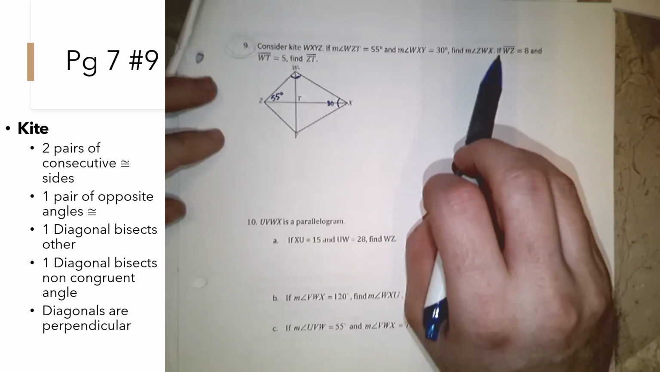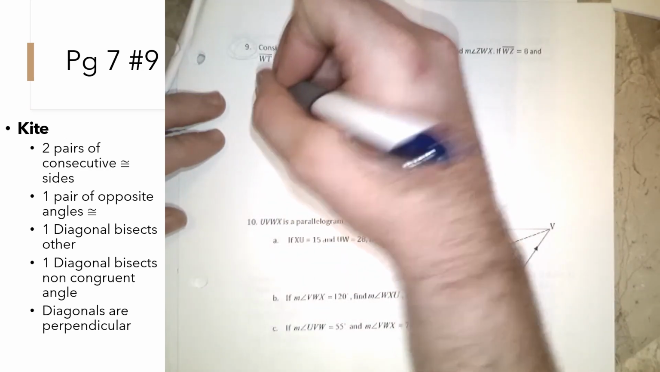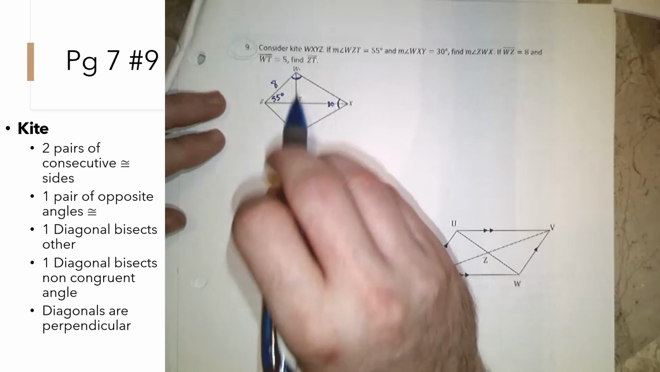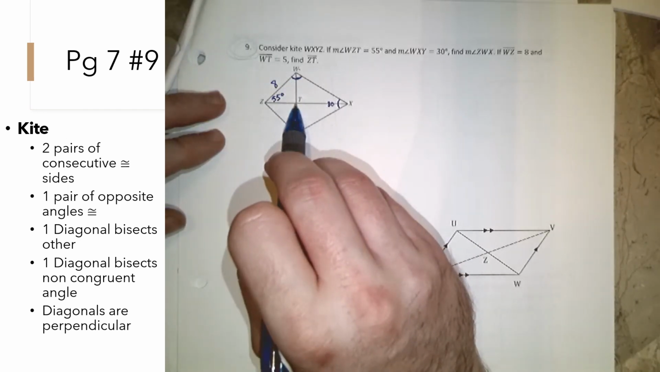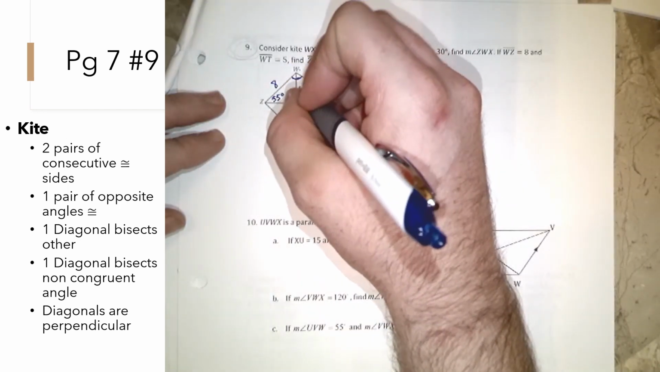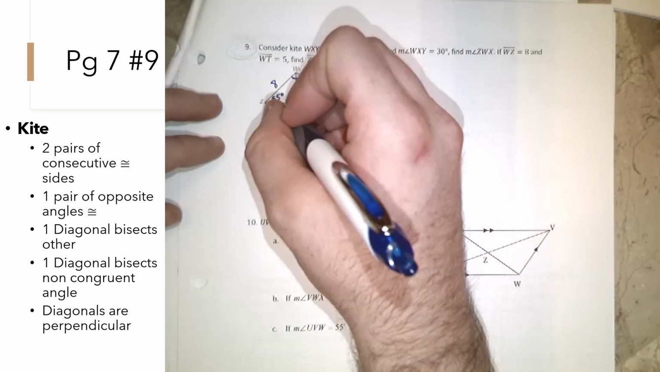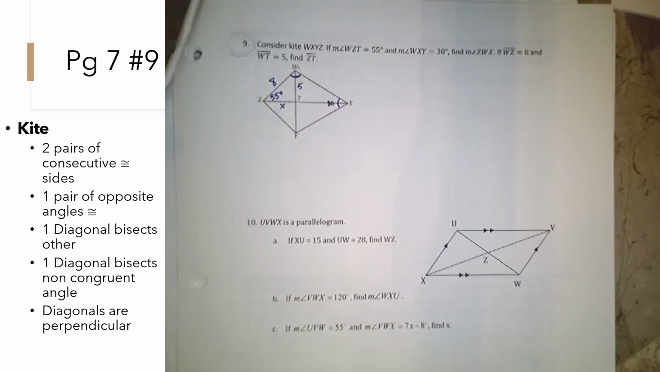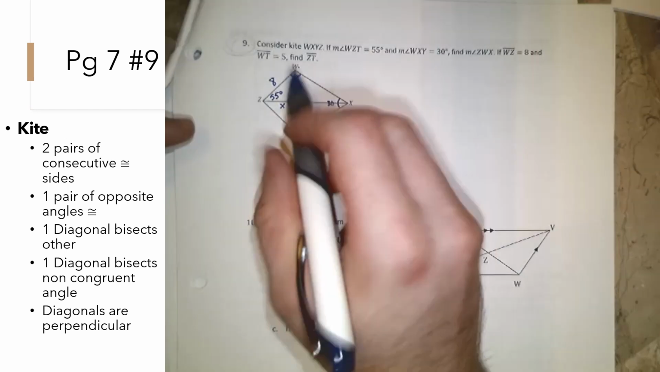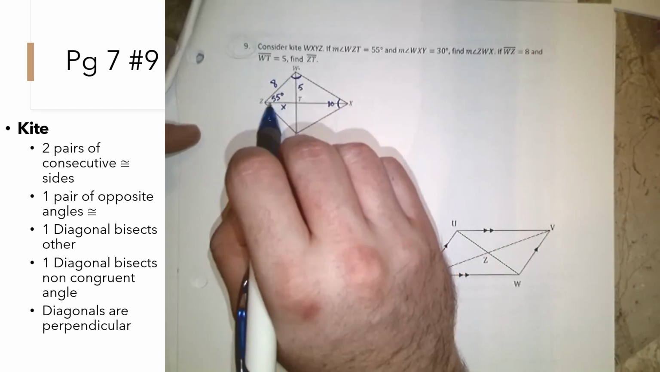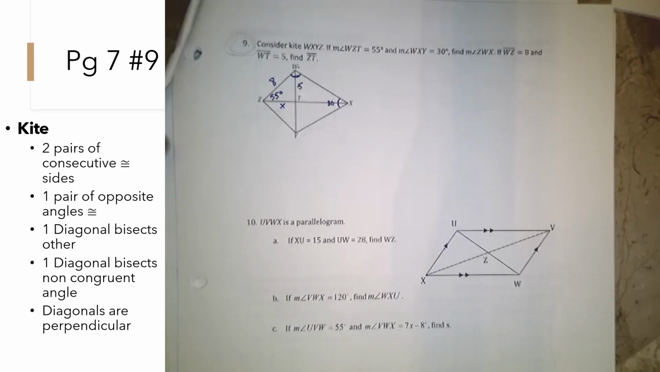And then they also say if WZ is 8, so this side right here, WZ is 8, and WT is 5, find ZT. So there's two things we're trying to find. This angle here and this side length here.